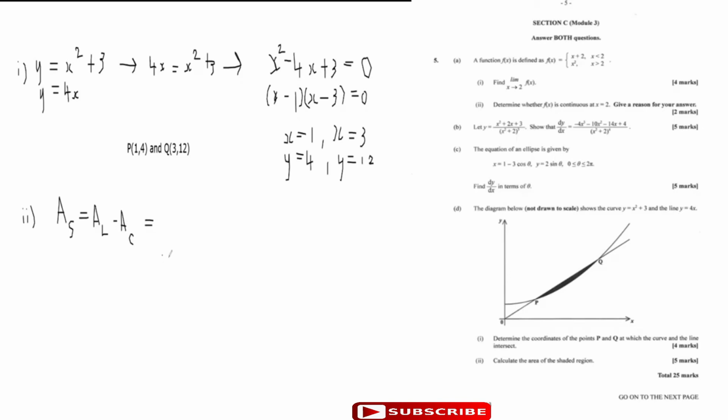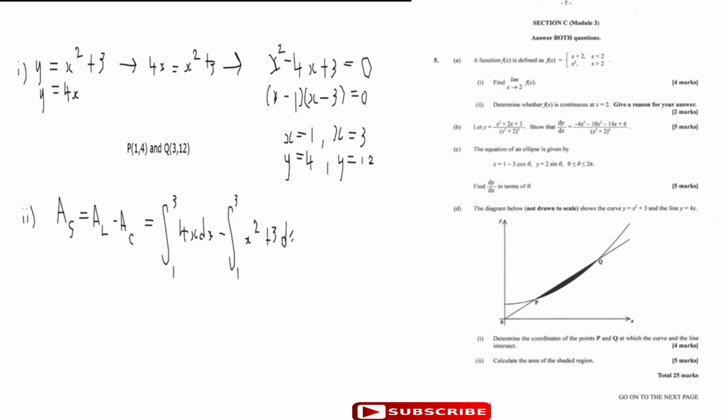The area under the line is the integral from P to Q. The x value from P to Q is the integral from 1 to 3 of the line, and the line is 4x, minus the integral of the curve, which is from 1 to 3 of the curve, which is x squared plus 3.